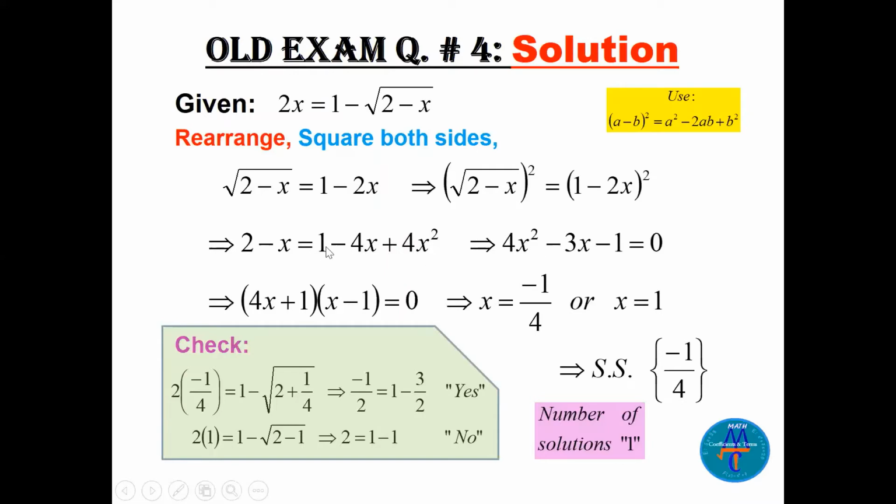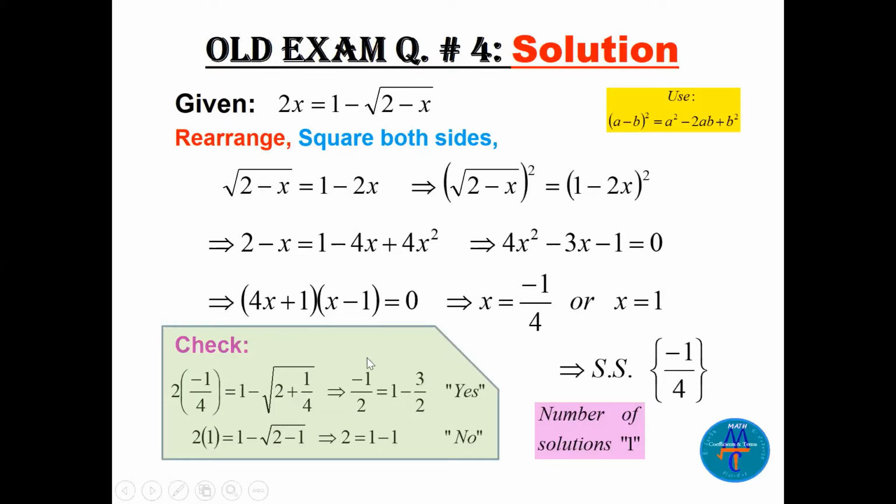Quadratic now. You can do it here easily. Just check it: 4x squared minus 3x minus 1 equals 0. We can factor it easily: (4x + 1)(x - 1). Now we have two solutions, one negative, one positive: minus 1 over 4 and 1.